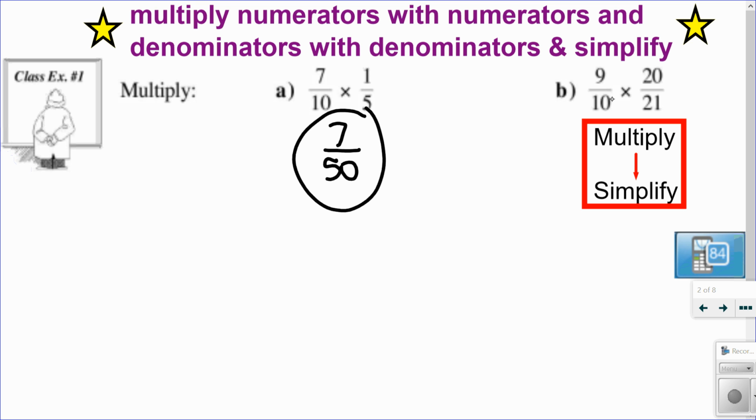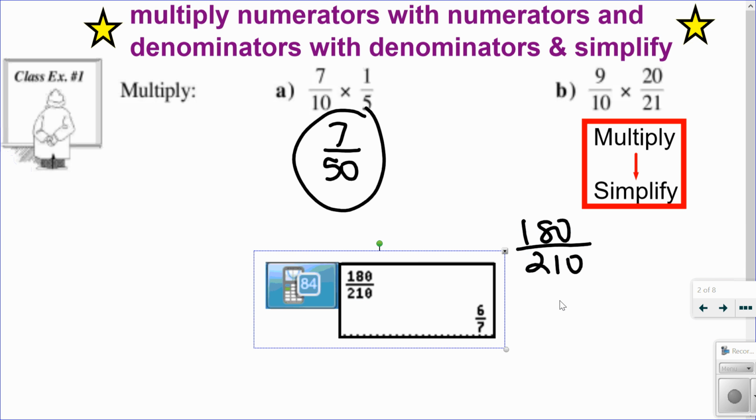In the next one, I'm going to do 9 times 20, that's 180, over 10 times 21, that's 210. So after I've multiplied my numerators and denominators, I just put it into lowest terms. And in lowest terms, my answer is 6 over 7.